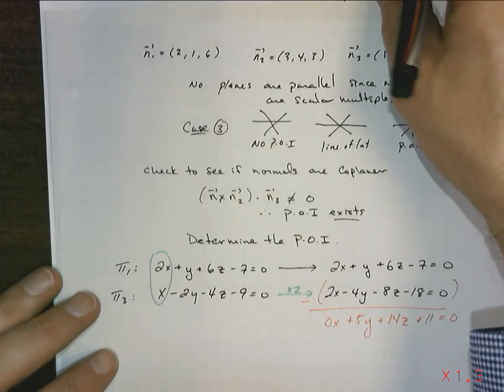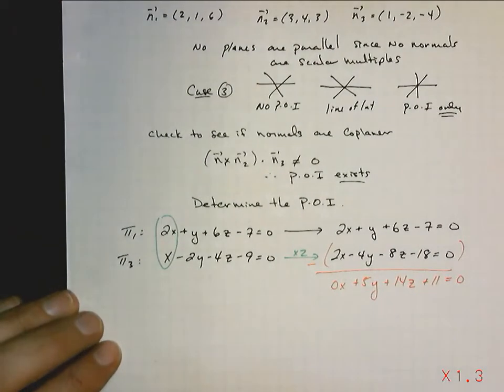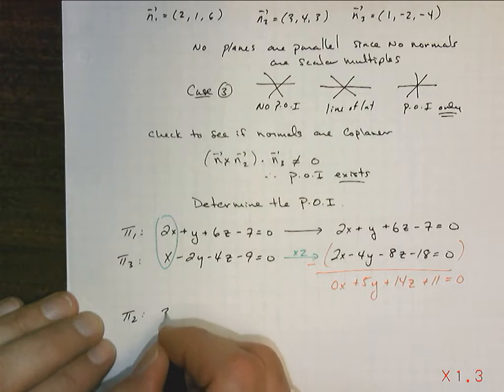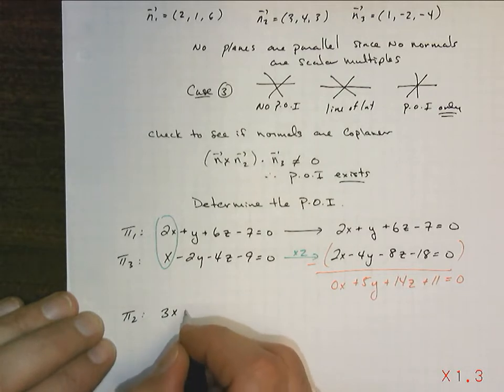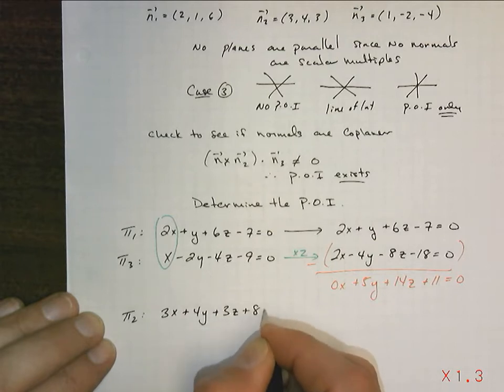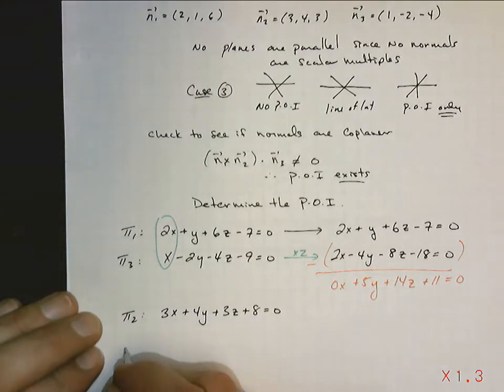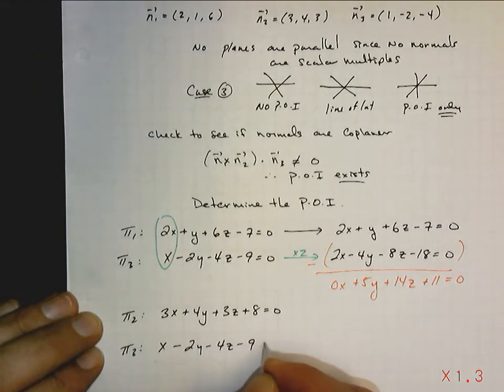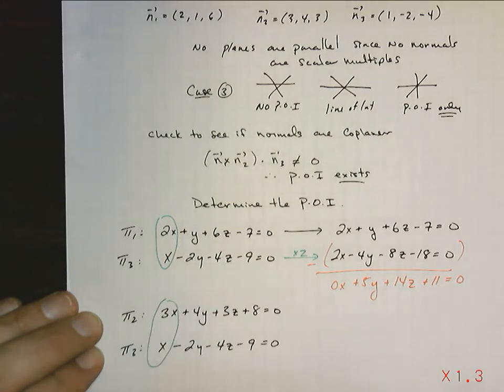and I want to eliminate for x again. No sense eliminating for something other than x. So I'm going to work with plane 2, which was 3x plus 4y plus 3z plus 8 equals 0, and plane 3 again. Why? Because it's easy with the x. Didn't have to. Could have done anything else that I wanted. I choose to get rid of the x again.